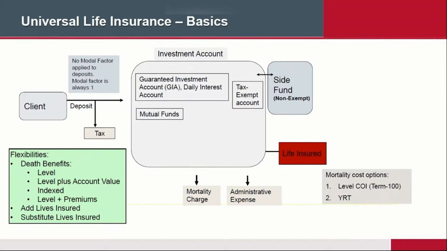And as I said to you before, with universal life, there are 4 different death benefit options: level plus account value, which is the most popular; index; level plus premiums. You can also add lives insured. In other words, on one policy, you can have your spouse, your children, all that, all under one. So it saves you a lot of administration charges and everything else. And you can also substitute a life insured.